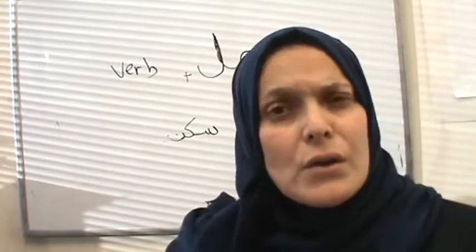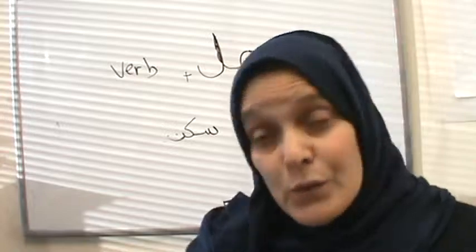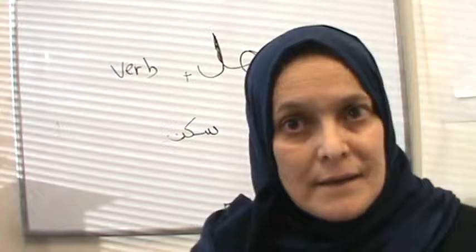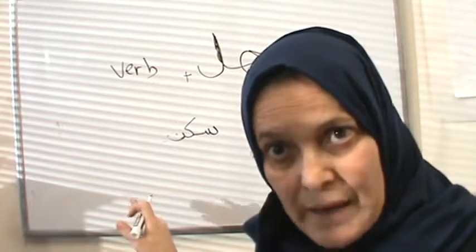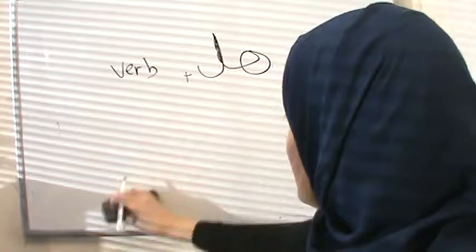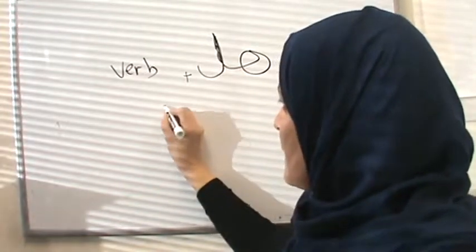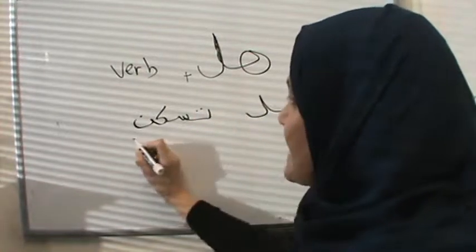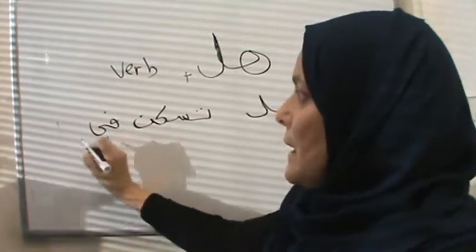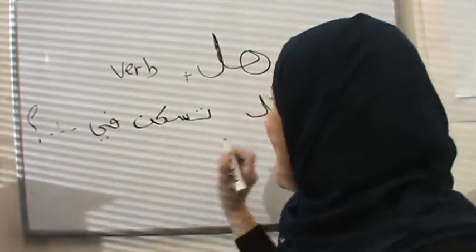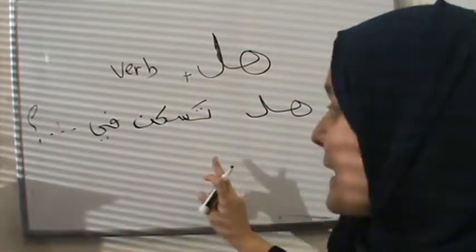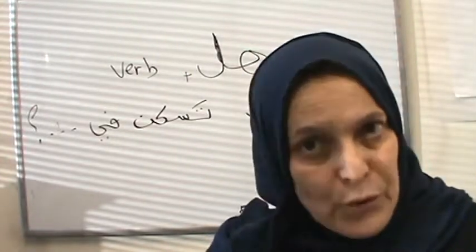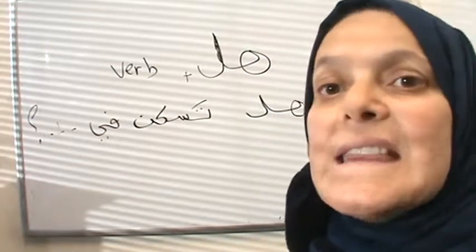Let's say I want to ask someone, do you live in Denver, which is my home city? Hal plus, and you have to conjugate the verb sakan. What I do, I put taskun, and I'm going to say hal taskun fi. Again, hal taskun. So the answer of yes or no, the word for yes in Arabic is na'am.